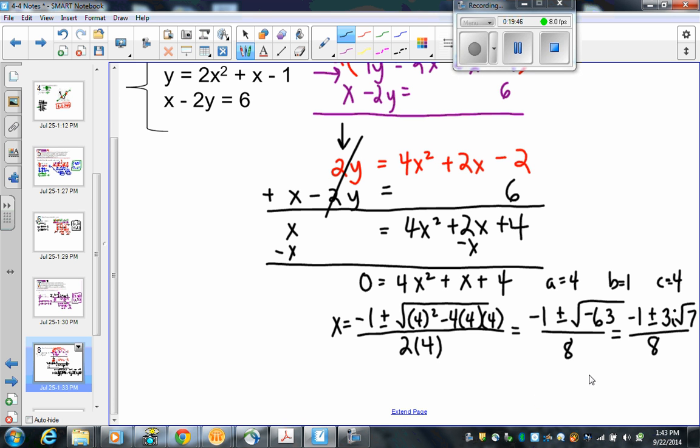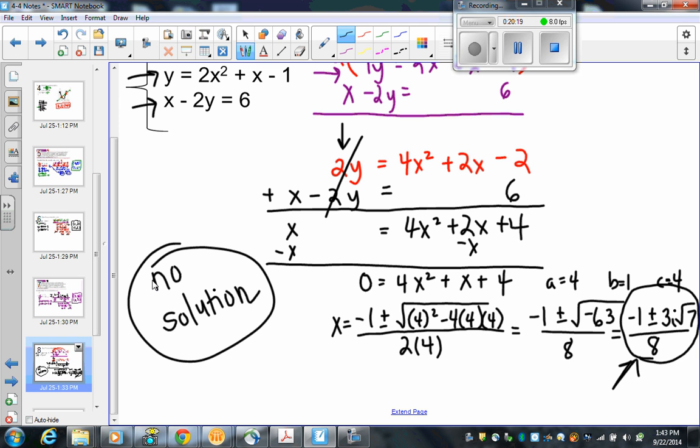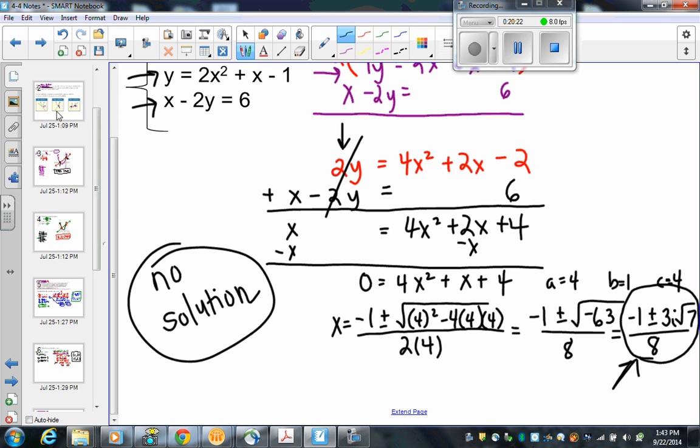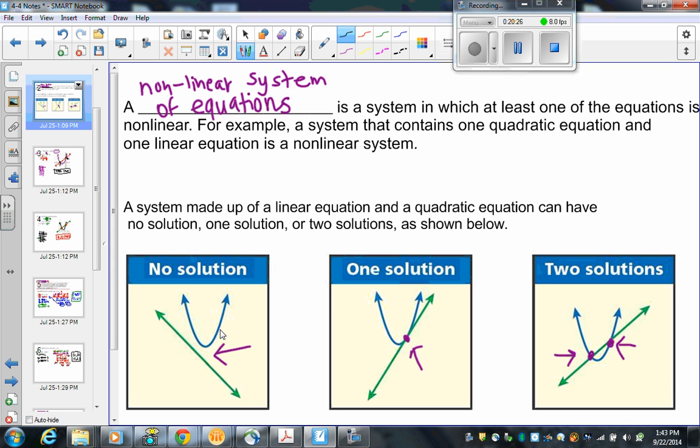So, here's the issue. My x value is an imaginary number, meaning that we cannot see the location at which these two equations would intersect. So at this point, we would say there is no solution because our location for our x values is an imaginary number. So these two equations would not intersect. Like in our visual slides from the very beginning, it would be a situation where the parabola and the line do not intersect.